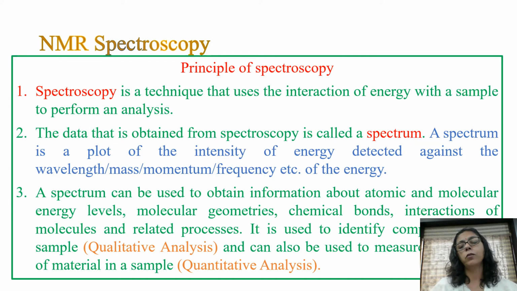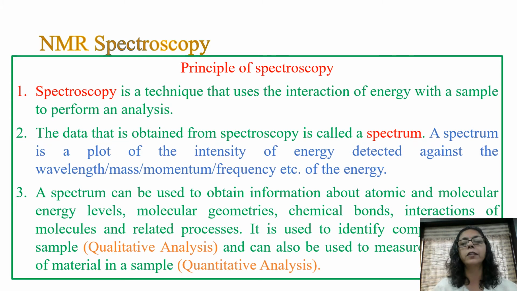Now, what is spectroscopy? The principle of spectroscopy: it is a technique that uses the interaction of energy with a sample to perform an analysis. The data that is obtained from spectroscopy is what you call the spectrum. And what is a spectrum? It is basically a plot of the intensity of energy detected against the wavelength, mass, momentum, frequency, etc. of the energy. That means you plot a graph.